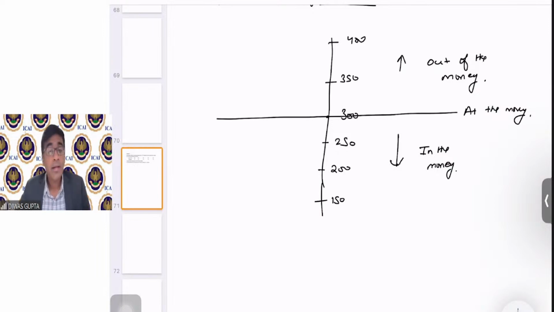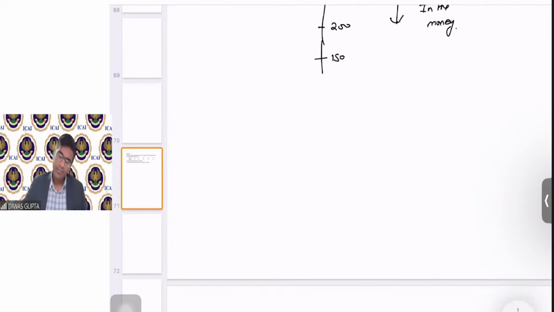Yes, Namrata, holder can play on premium. Even seller can also play on premium. Okay, anyone can play on premium.